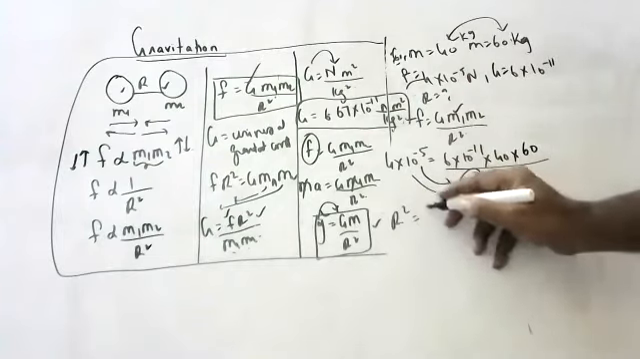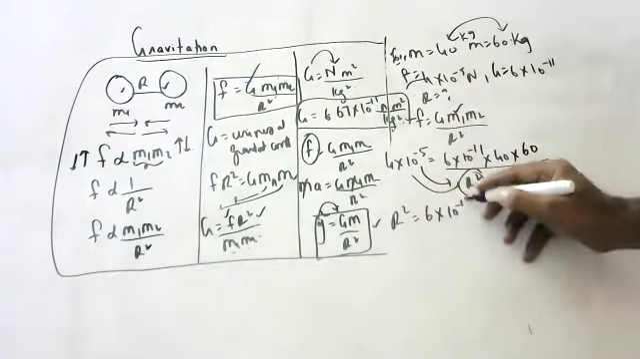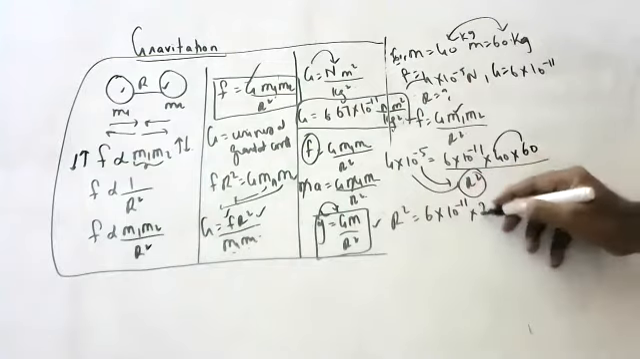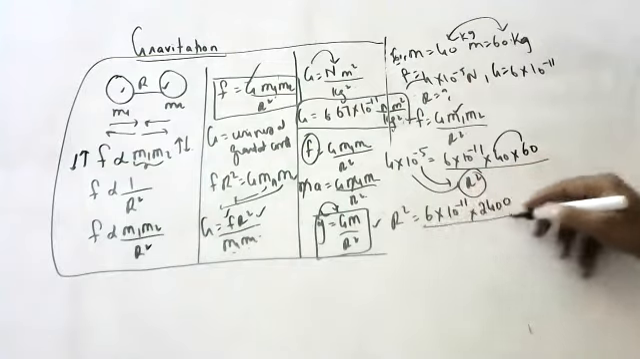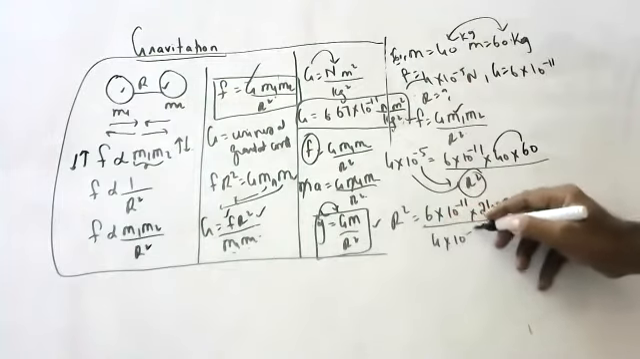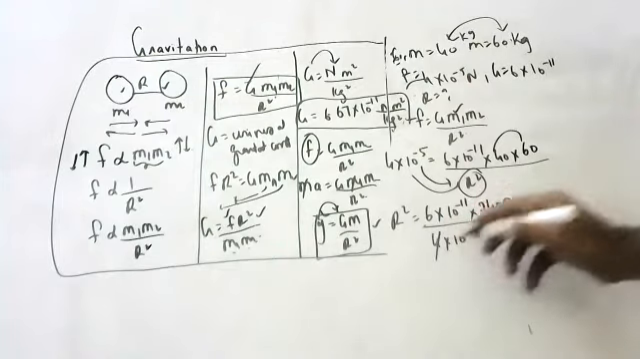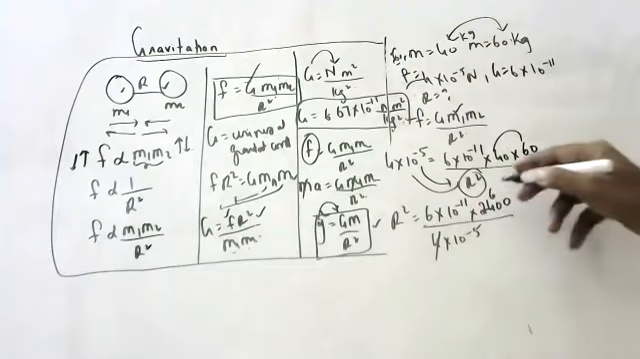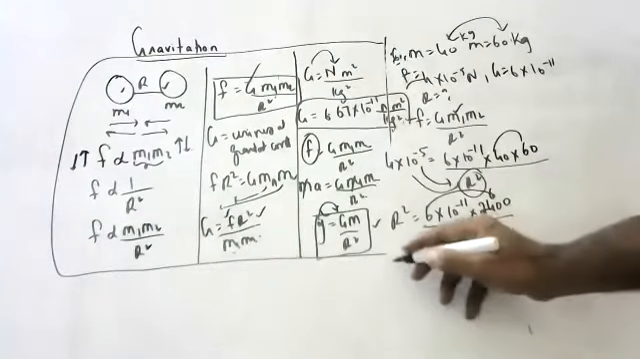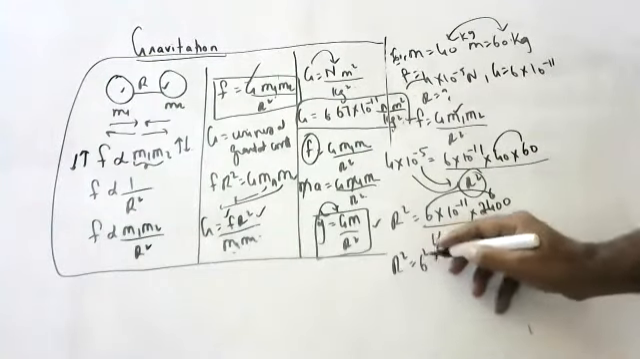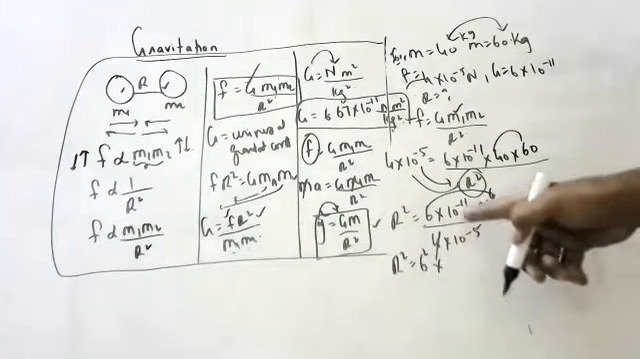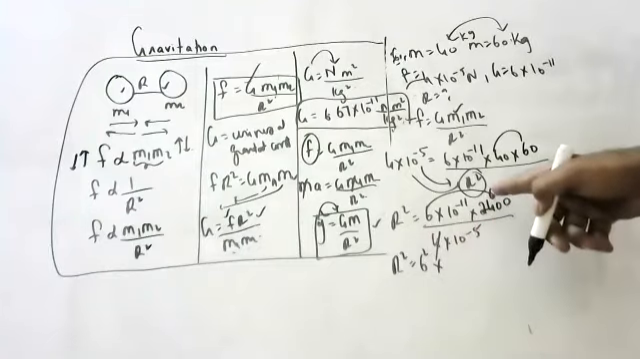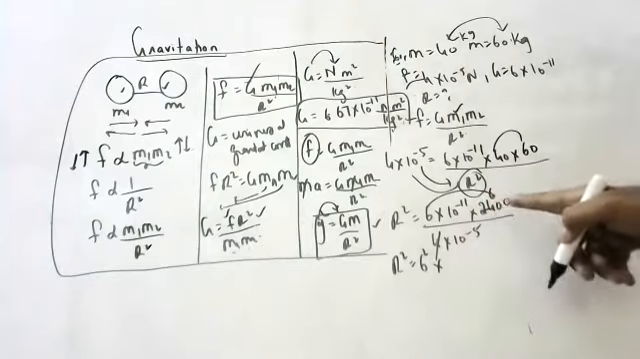R square is equal to 6 into 10 to the power of minus 11 into 40 into 60 by 4 into 10 to the power of minus 5. 4 sixes are 24, okay? Yes, sir. 6 sixes are 36. Okay, 6 square we will put. Then 10 power minus 5, if it comes up, becomes plus 5. Yes, sir.